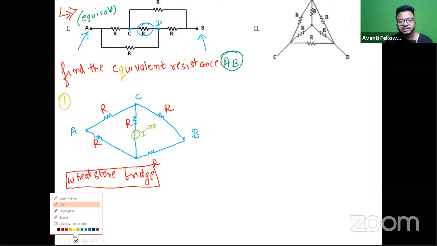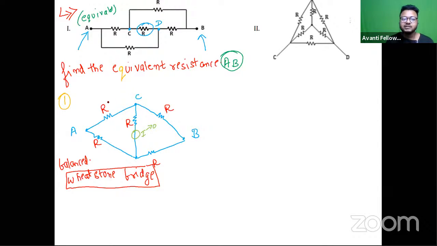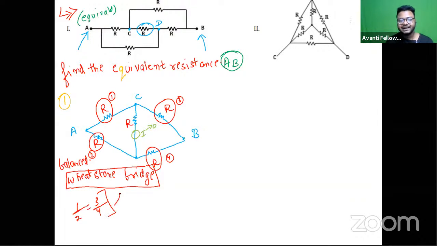Because this is a balanced Wheatstone bridge. This is balanced. And what is the meaning of balance? If you call this as 1, this as 2, this as 3, and this as 4, then when 1 by 2 is equal to 3 by 4 in resistance, we call this a balanced Wheatstone bridge. And in a balanced Wheatstone bridge, the current is equal to 0, not flowing through the middle.